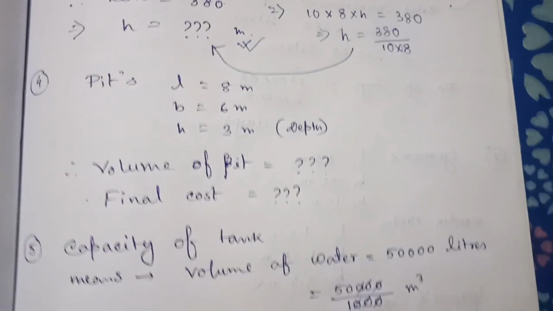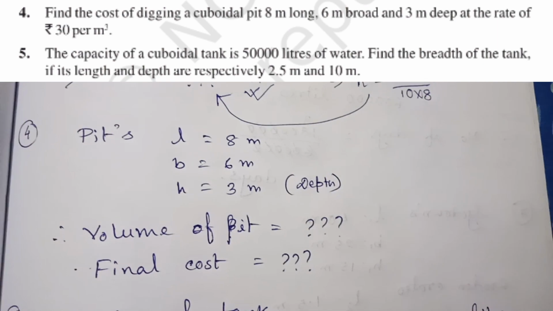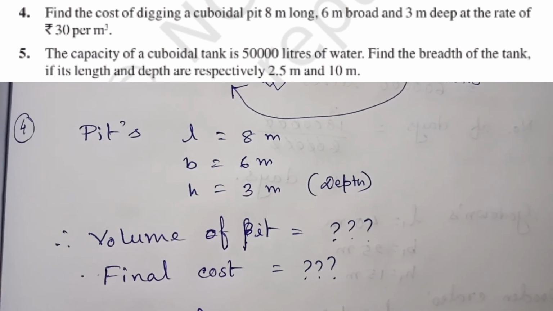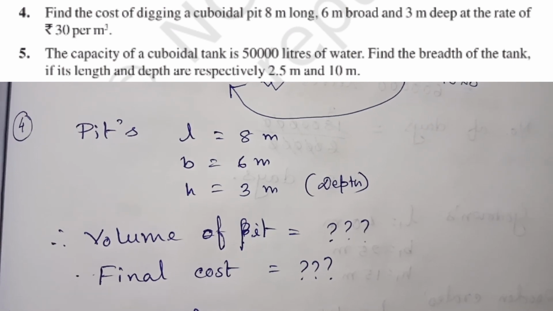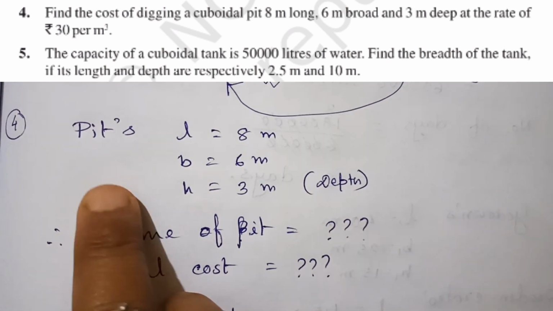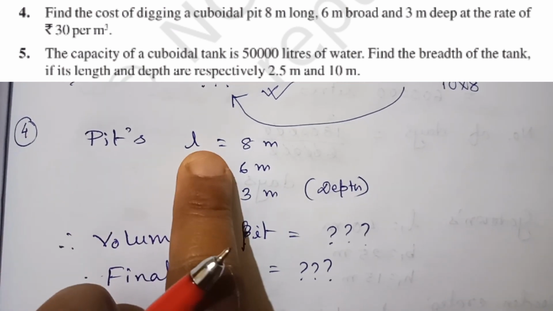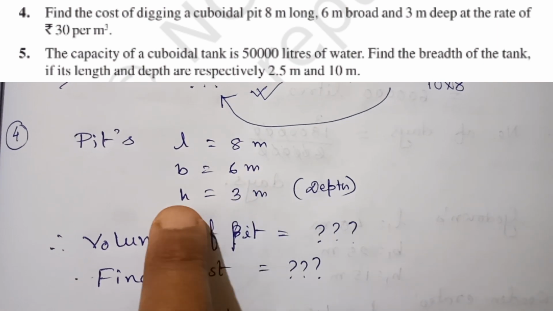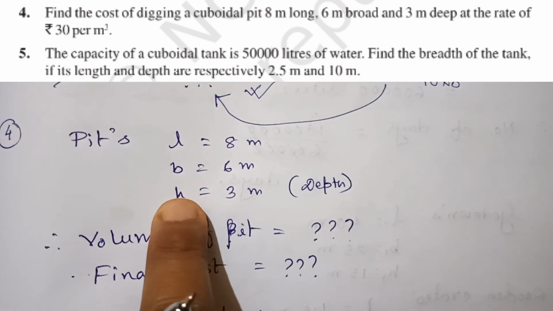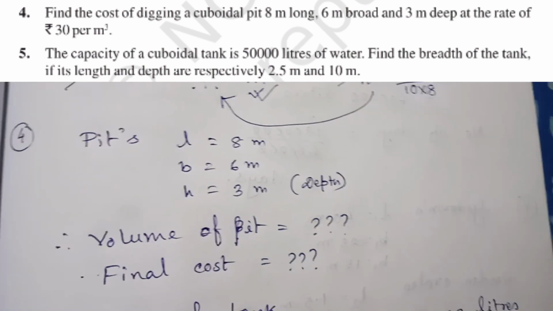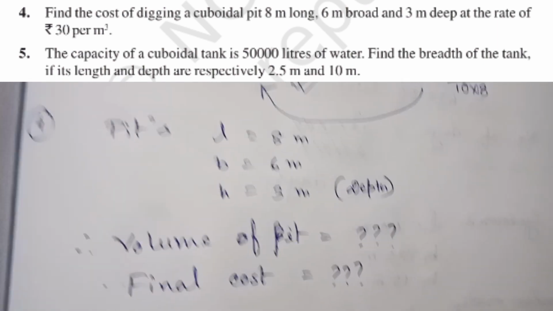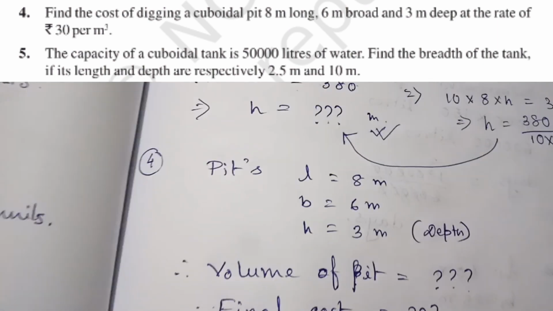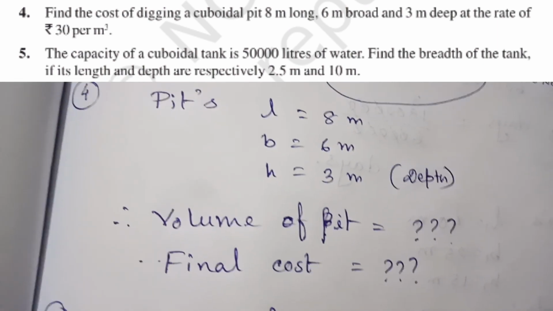Now coming to question number 4. Question number 4, read the question once. The pit's length is given as 8 meter, breadth is given as 6 meter, H, that means depth, is given as 3 meter. Now the question tells that you have to dig a pit like this with these measurements.